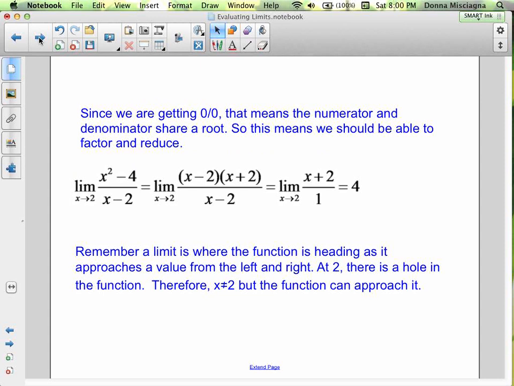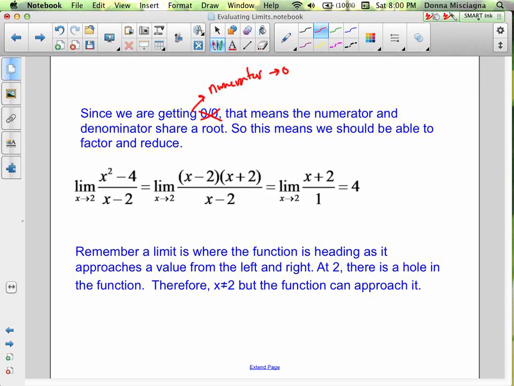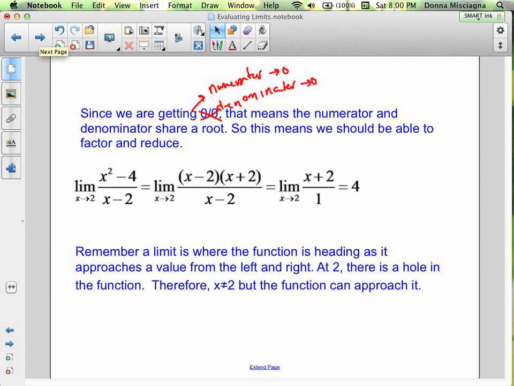What we need to do, since we're getting the numerator approaching 0 and the denominator approaching 0, it means that our numerator and our denominator share a root. So this means we should be able to factor and reduce.